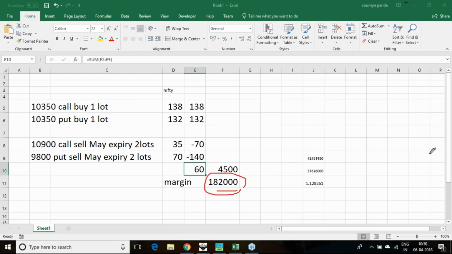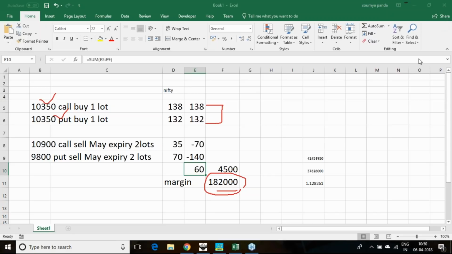And what is the payoff of this particular strategy? Since it has a cross calendar view, you are buying a call option and put option of the current month, and you are selling the call option and put option of the next month.